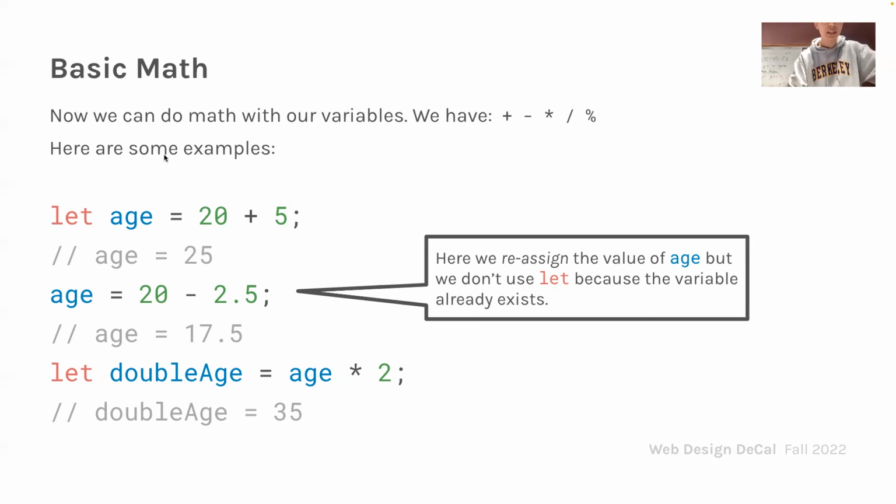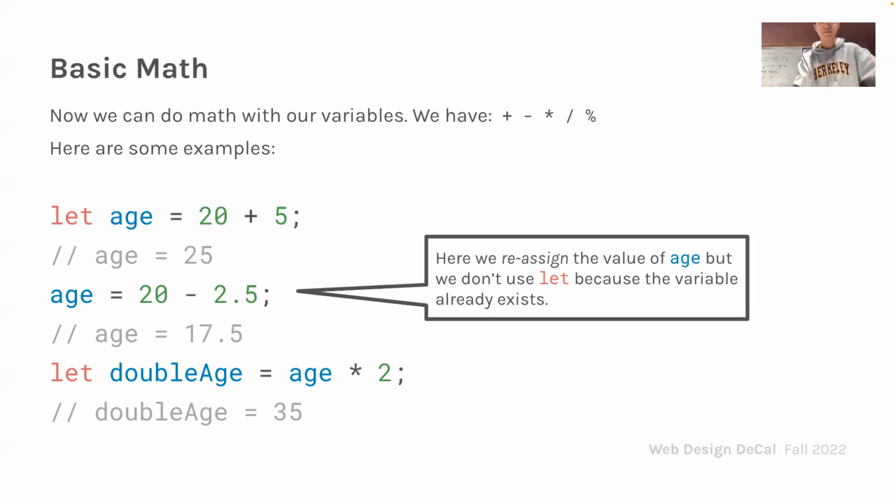Okay, but to go through some examples with how we do math in JavaScript. So again, let age, this is our declaration. I'm just going to keep repeating this to really ingrain and drill this so we can remember. But let age is our declaration. This equals is telling us that we're about to initialize it, and then 20 plus 5. So pretty intuitive. 20 plus 5 just gives us 25.